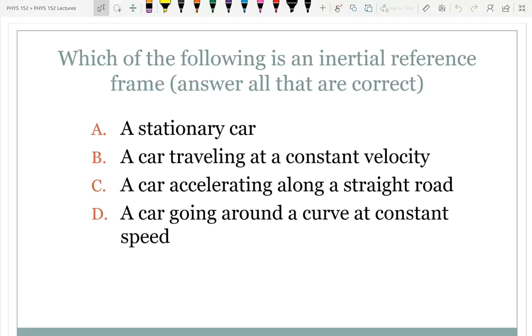So this is a question: answer all that are correct. You've got to put in your answers, A, B, C, D, E, F, G, and hit enter. See if we understand this inertial reference frame idea. Which of the following is an inertial reference frame? And I'm going to call on four people to explain why A, B, C, and D are yes or no, just so you are ready.